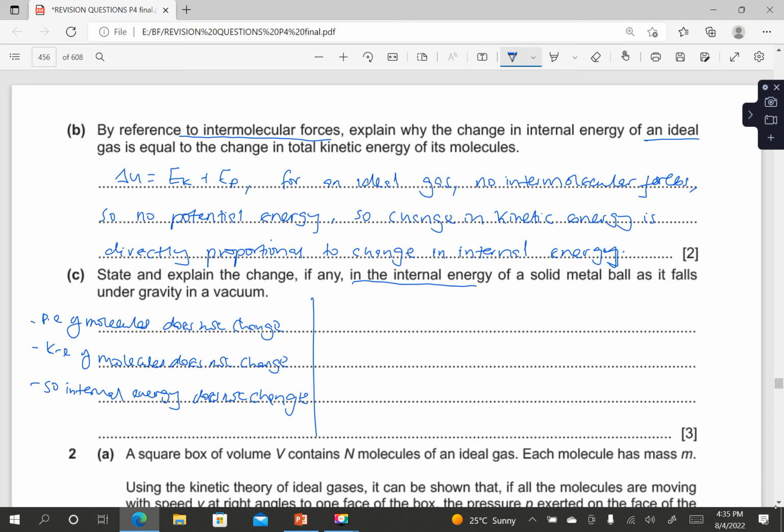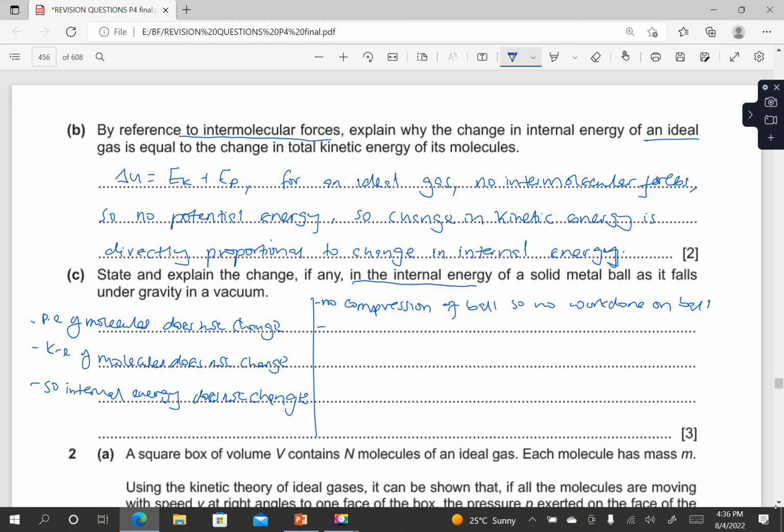In terms of looking at the ball as a whole, the ball is not compressed, so there is no compression or expansion of the ball, no work done on the ball or by the ball. This is another alternative. There is no compression of the ball, so there is no work done on the ball.